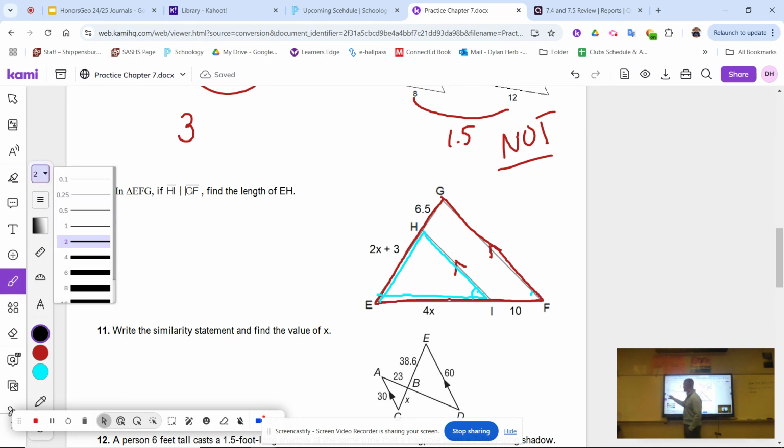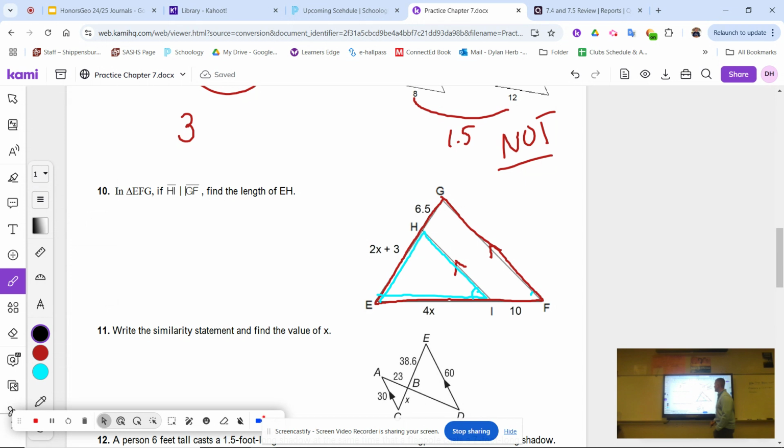Let's make this not as thick of text. There we go. So let's do the small blue one first. We could say 2x plus 3 is to 4x as this side length is to this side length.